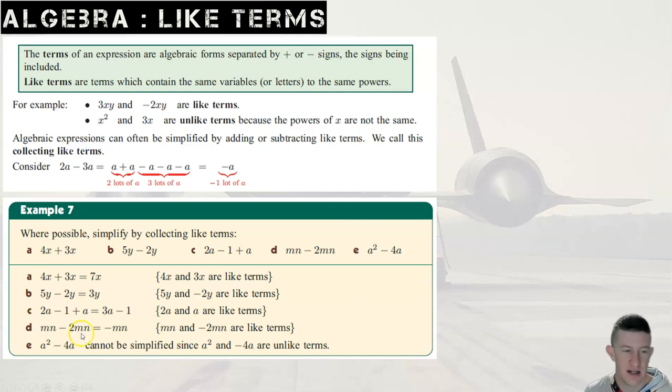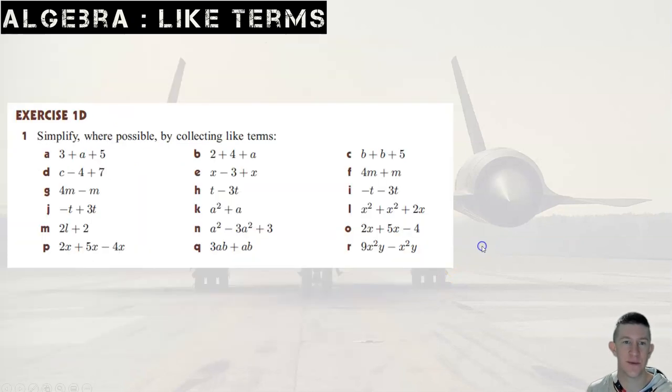Check. It's good. Don't make the mistake of thinking this is like a negative 3 or something like that, because you've got to remember your number line. You go 1, 0, negative 1. And then the last one, a squared minus 4a, we cannot simplify because they are not like terms. Let's get some practice.